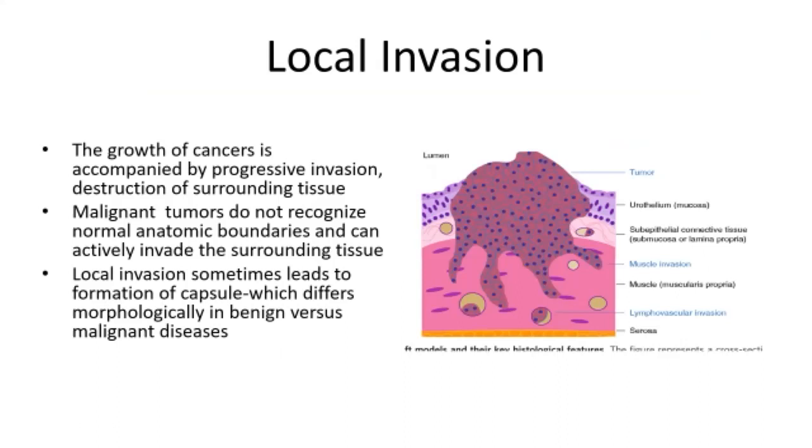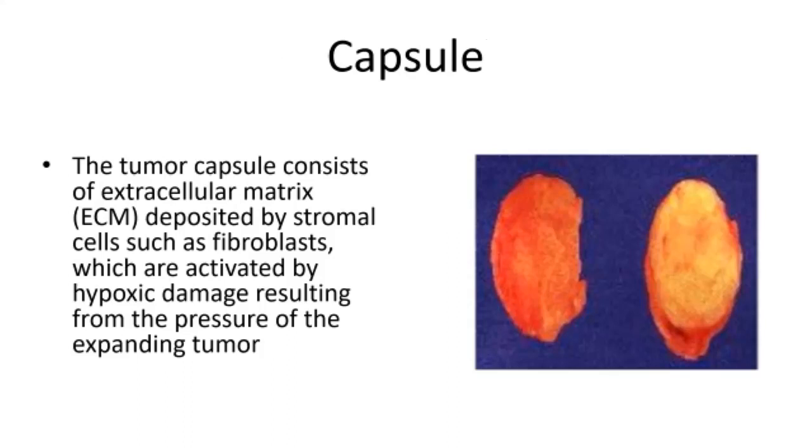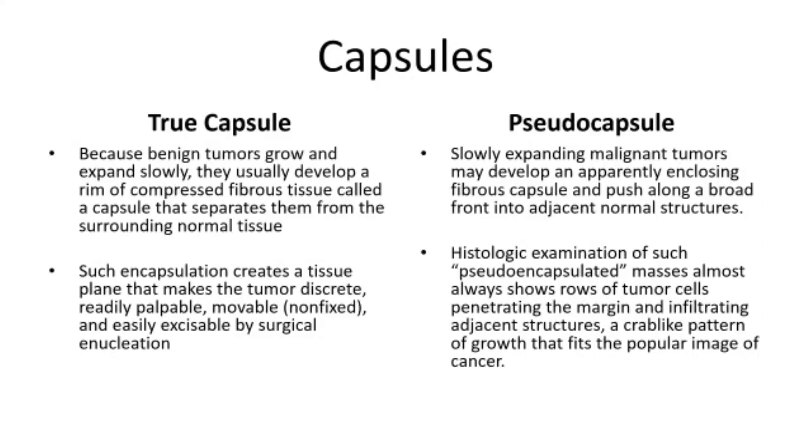Sometimes the body will be trying to stop the invasion while the cancer will be trying to go ahead. Sometimes a certain kind of neutral zone can form, which is called a capsule. Mostly, this capsule is also invaded in malignant cells, unlike in benign cells, where the capsule is not invaded. So the capsule consists of extracellular matrix. It is deposited by stromal cells such as fibroblasts, which are activated by hypoxic damage resulting from the expanding tumor. Capsules are again of two types, true capsules and pseudocapsules.